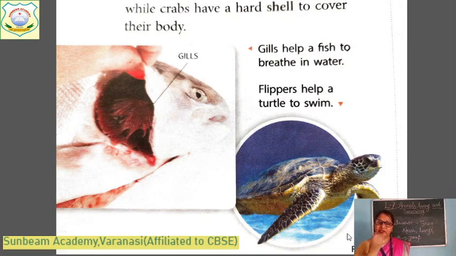And some animals which live in water are called aquatic animals. They have special features. Children, you can see crab has a hard shell to cover its body. It protects itself in a hard shell. And the fish has gills. With the help of these, they take the oxygen dissolved in the water and survive. And these are the flippers turtle has. Flippers help a turtle to swim. This organ, you can see, is called flipper.